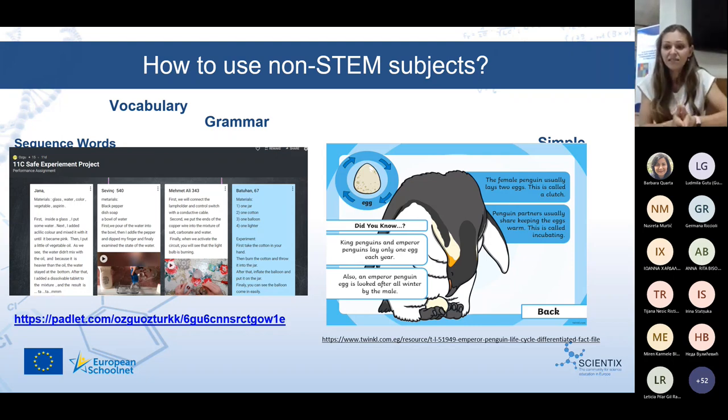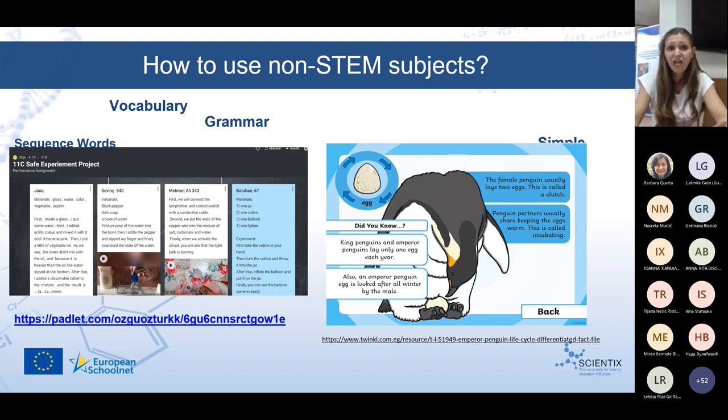Well, in my case, there are sequence words, which are firstly, secondly, thirdly, finally, my students prepare some projects with using these words. For example, my 11th grades made a safe experiment at home, recorded a video that they were telling the experiment processes and wrote them into a Padlet, where you can see the link here. My 10th grades prepared some do-it-yourself projects where you create something new with using waste materials and follow the same steps.